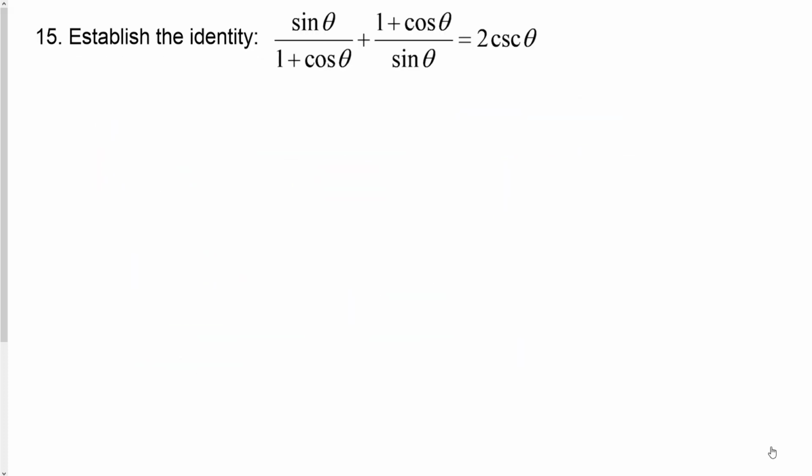Number 15. Establish the identity sine theta over 1 plus cosine theta plus 1 plus cosine theta over sine theta equals 2 cosecant theta. Alright, so again, I'll start with the more complex looking side because it's much more likely that I'm going to run into things that can cancel.